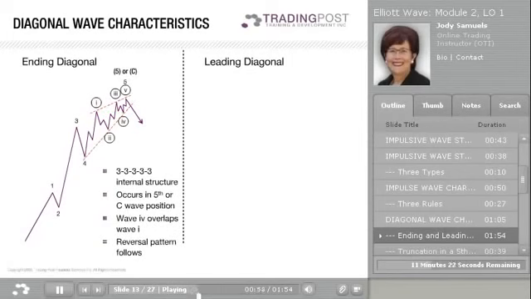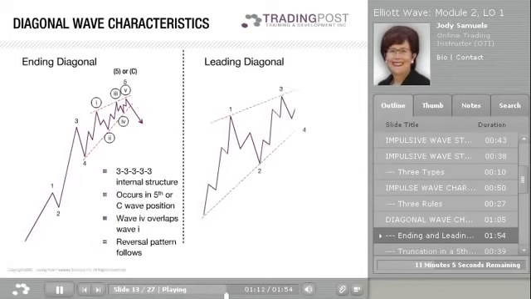According to Elliott, it often occurs when the preceding move has gone too far too fast. And in classical technical analysis, an ending diagonal is known as a rising wedge. In the case of a downtrend, it is a falling wedge.